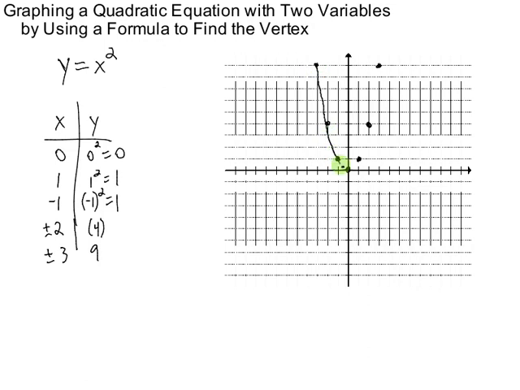Alright, so the graph is what we call a parabola. I'll write that word here. So in general, when you have an equation with two variables where the x variable is squared, the graph is going to be a parabola.